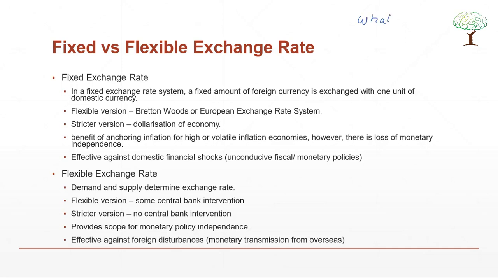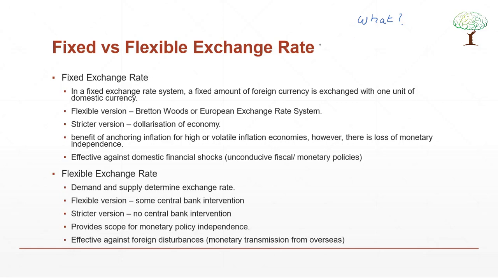What is an exchange rate? So, an exchange rate basically means that I am exchanging one currency for another, a domestic currency for a foreign currency, at a certain rate, right? So that is basically an exchange rate. But then there are two basic mechanisms of exchange rate. One is a fixed exchange rate mechanism, the other is a flexible exchange rate.